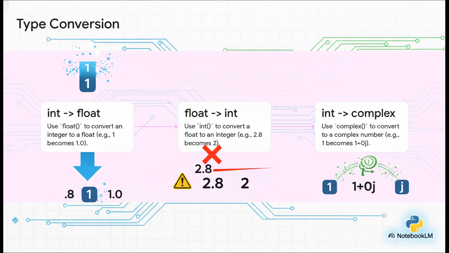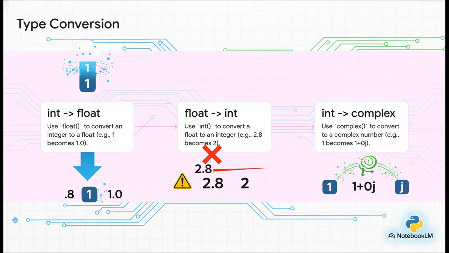You can use the float function to turn an integer into a float. It just slaps a .0 on the end. And you can go the other way using int. But you gotta be careful here. When you change a float, say 2.8, into an integer, Python doesn't round it up to 3. Nope. It just chops off everything after the decimal, leaving you with 2. So you actually lose some information there.